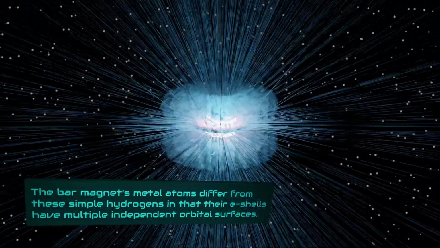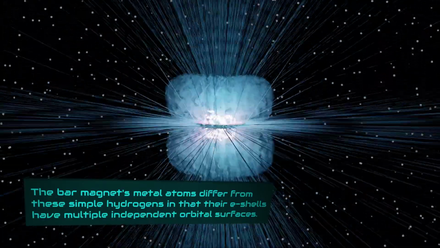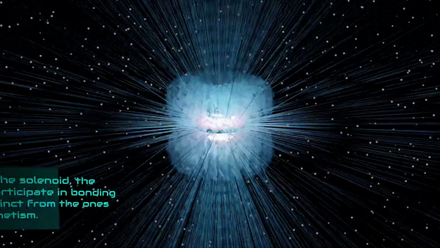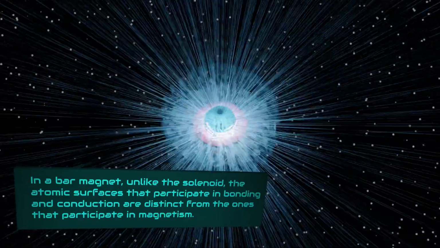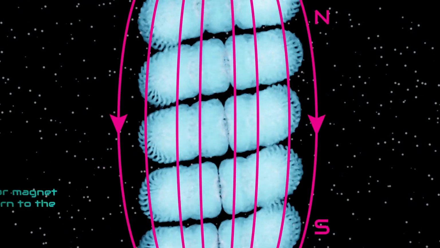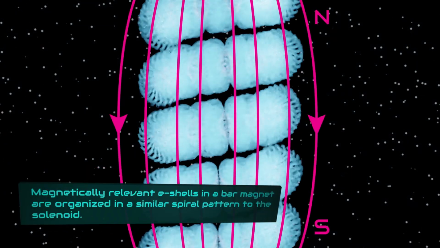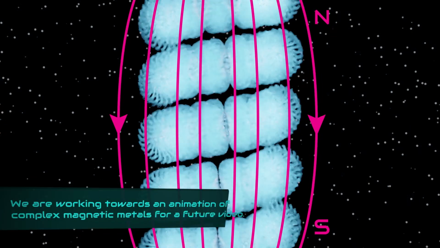The bar magnet's metal atoms differ from these simple hydrogens in that their electron shells have multiple independent orbital surfaces. In a bar magnet, unlike the solenoid, the atomic surfaces that participate in bonding and conduction are distinct from the ones that participate in magnetism. Magnetically relevant electron shells in a bar magnet are organized in a similar spiral pattern to the solenoid.